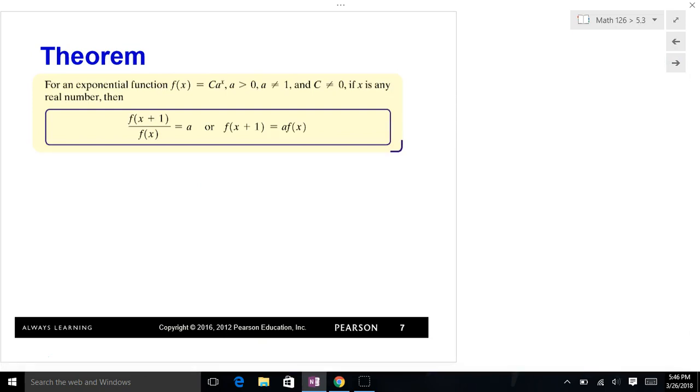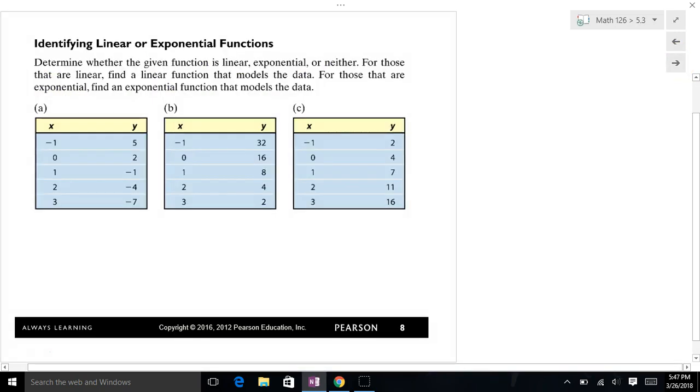Well, what's going to happen is if you take the next term divided by its previous term, if you will, you're going to get a constant growth. You're going to get the growth factor every time. Or another way to write it is f of x plus 1 equals a times f of x. So for example here, we're going to check if these things are linear, exponential, or neither.